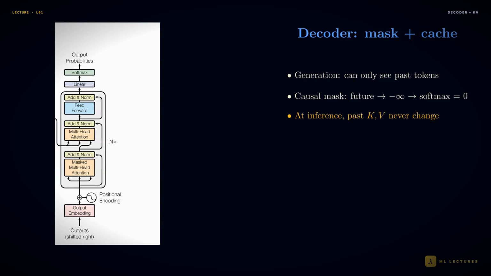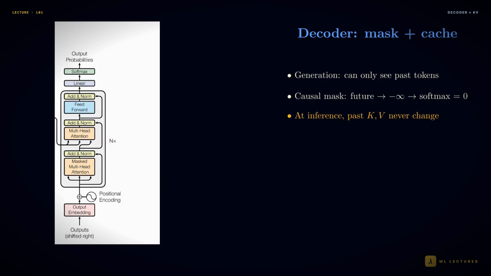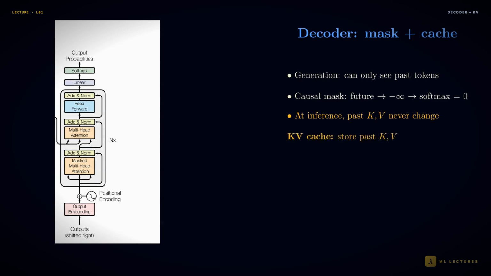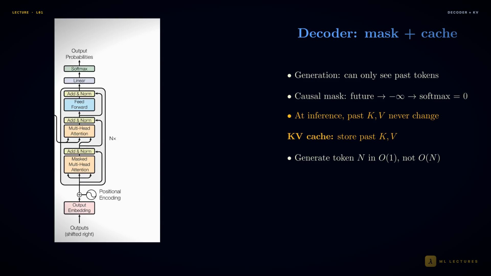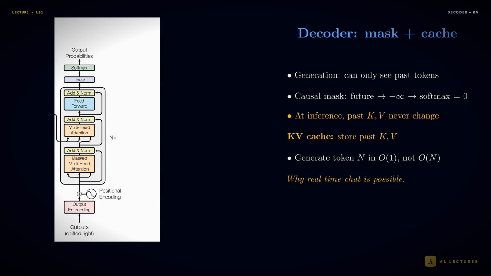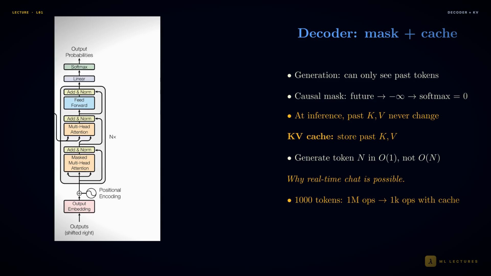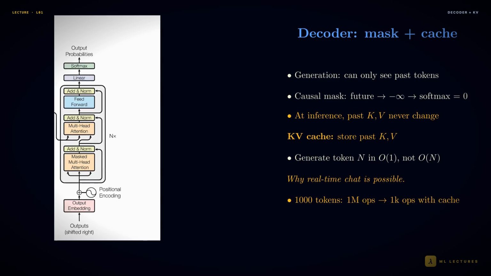At inference, another optimization. You are generating tokens one at a time. Each new token computes Q against all past K and V. But those past K, V do not change, so you cache them, the KV cache. With the cache, generating token N is constant time per token. Without it, you would recompute all past attention for every new token. Quadratic blowup. This single optimization is what makes real-time chat possible. Generate 1,000 tokens. Without the cache, 1 million attention operations. With the cache, 1,000. Every model that responds in real time uses a KV cache.